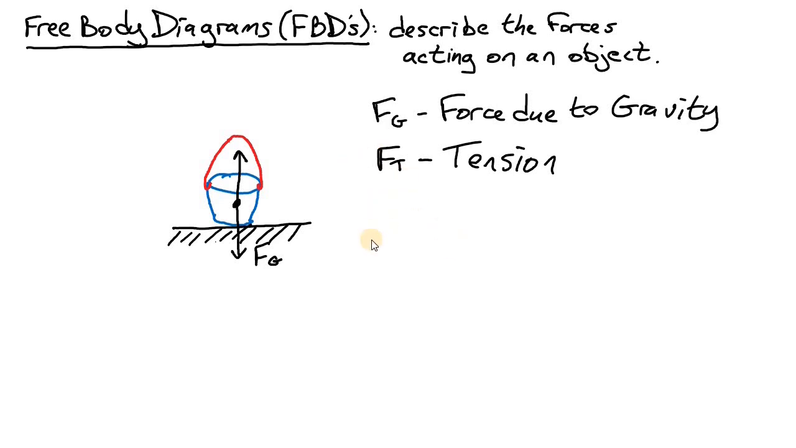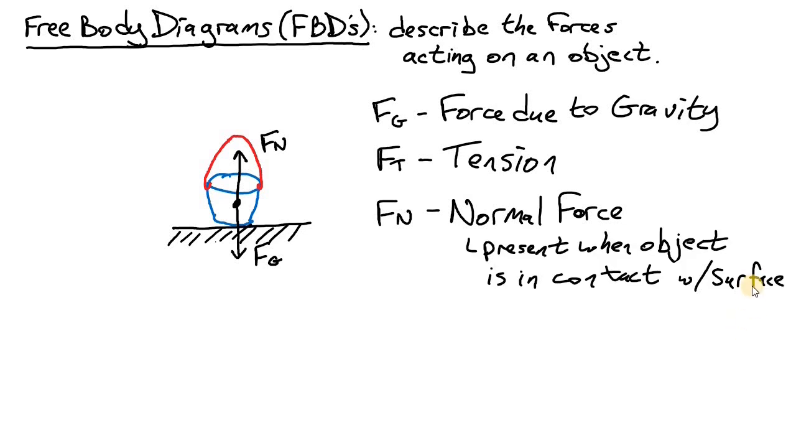So, what's the name of the upwards force acting on this object? This is what's called the normal force. And the normal force is present when an object is in contact with a surface. I really want you to remember this. Once again, the normal force is present when an object is in contact with a surface. That is going to be a nice clue for you to determine whether or not there is a normal force being present.